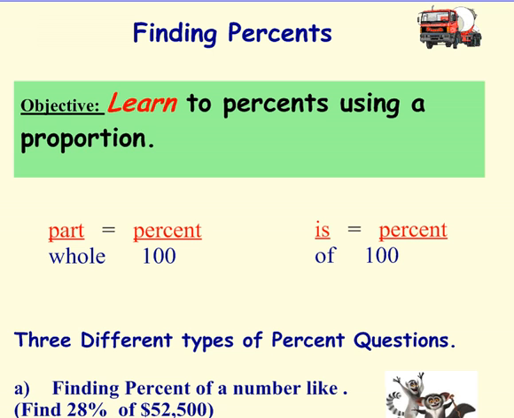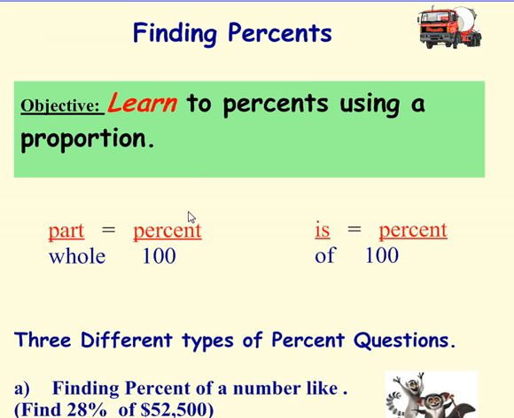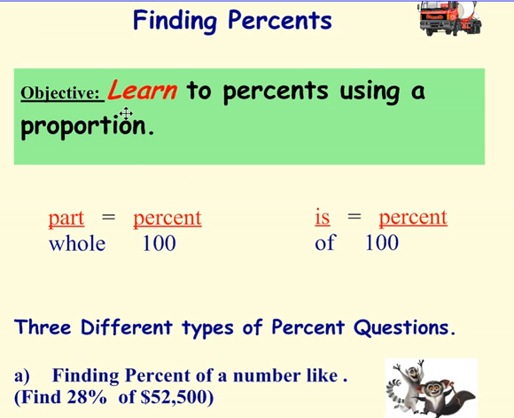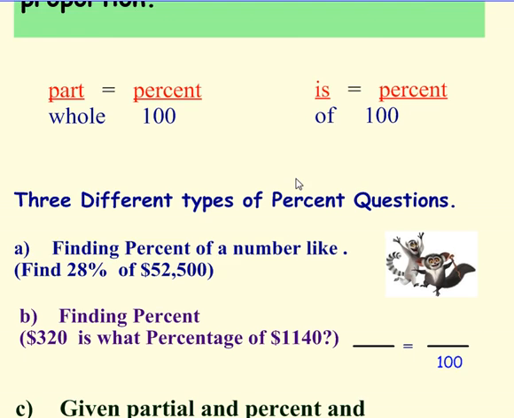What I'm going to be working on with you today is finding percents using the proportion method. By the end of this, you're going to be able to use proportions to solve percent problems, hopefully also with equations. So think of part over whole, percent over 100, and that should be an easy thing for you to remember. Is over of, remember I comes before O in the alphabet, and percent over 100. So I like to put 100 in the bottom right-hand corner always.